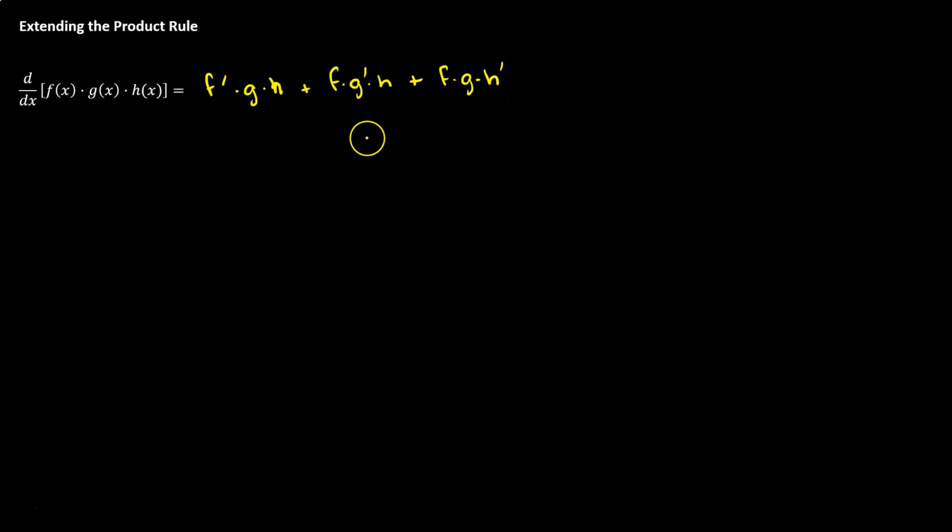So notice that in each one of these terms, only one function has its derivative taken, and it's being multiplied by the other 2 functions. And then we're adding all 3 of these together. So if you have 3 functions multiplied together, you'll have 3 terms. Each one of those terms will have one derivative in it. If you had like 7 functions multiplied together, you'd have 7 terms, and in each one of those terms, one of the functions would have its derivative taken.